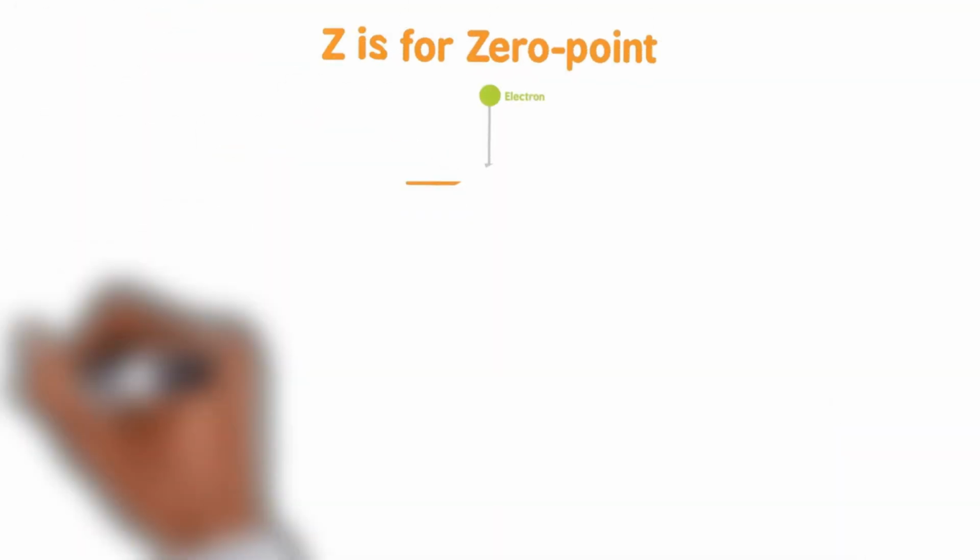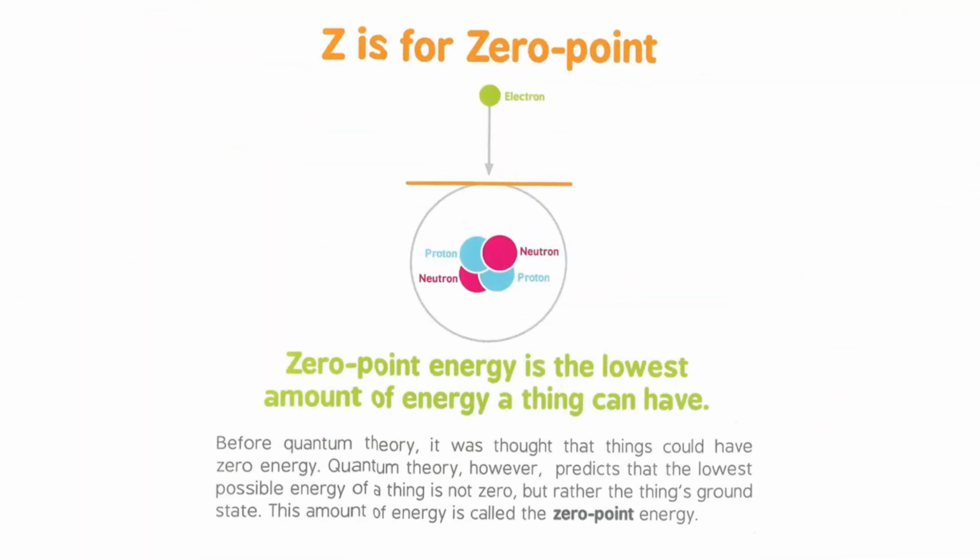Z is for zero point. Zero point energy is the lowest amount of energy a thing can have. Before quantum theory, it was thought that things could have zero energy. Quantum theory, however, predicts that the lowest possible energy of a thing is not zero, but rather the thing's ground state. This amount of energy is called the zero point energy.